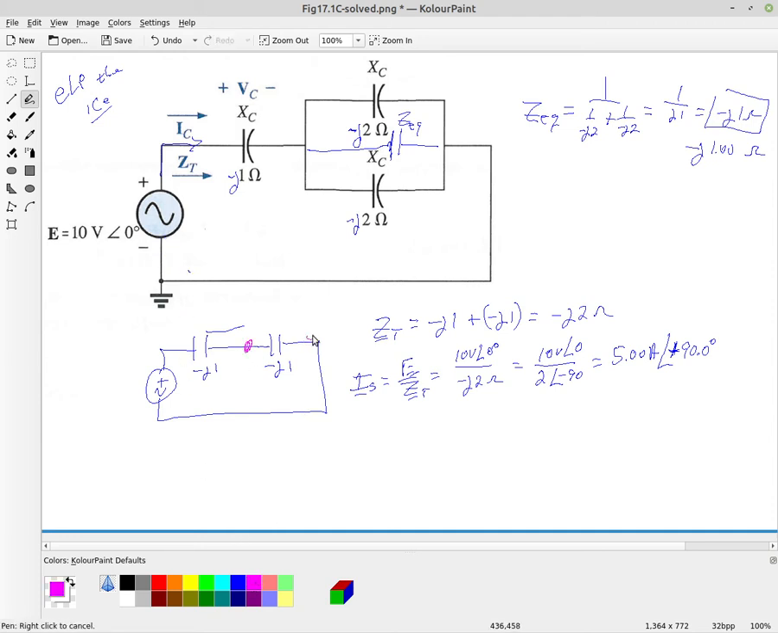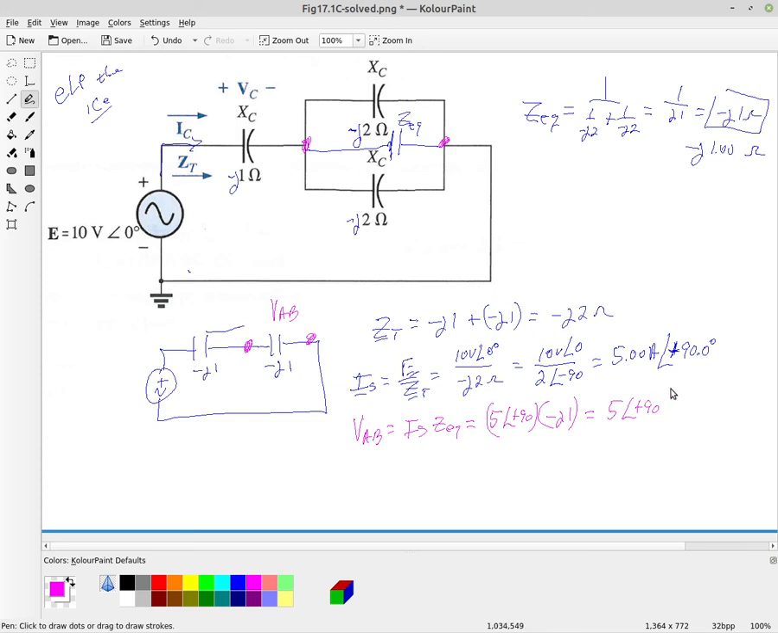Okay, so then we can calculate our voltage VAB. Using Ohm's law again, it's the supply current times the equivalent impedance, and because we're only looking for this voltage, that's going to be the supply current 5 at an angle of plus 90 times the equivalent reactance, which is minus J1. I'll try to put the correct one in this time. So minus J1.